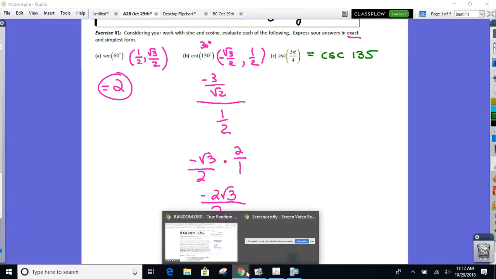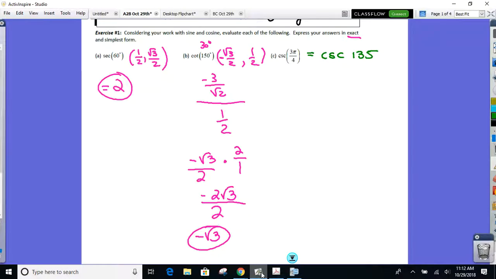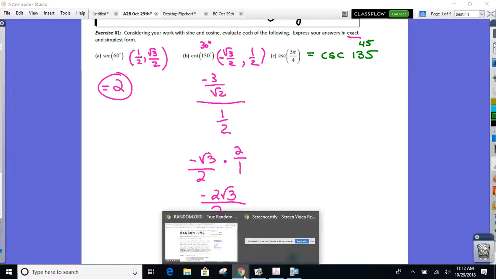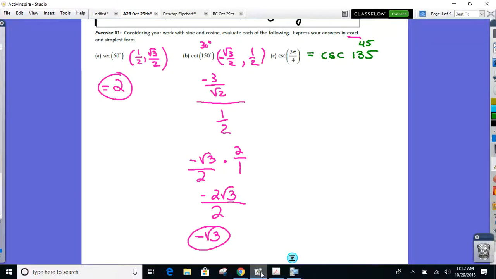Reference angle for 135. Reference angle. 45. Give me the coordinate at 45 on the unit circle. Coordinate at 45, comma. What quadrant am I in, everybody? Second, so which coordinate should be negative? X coordinate, yep.